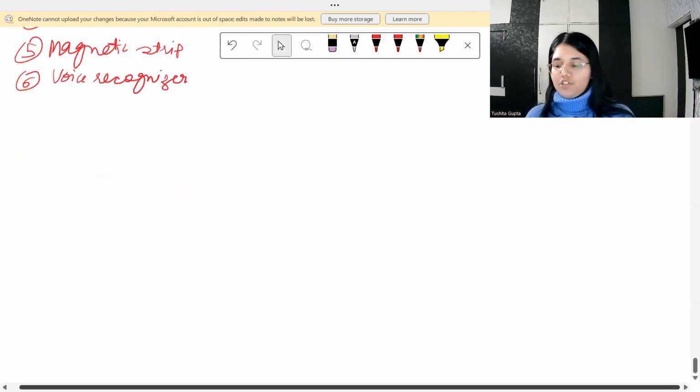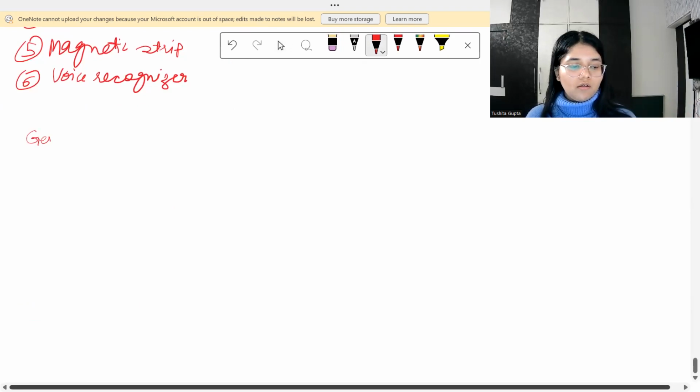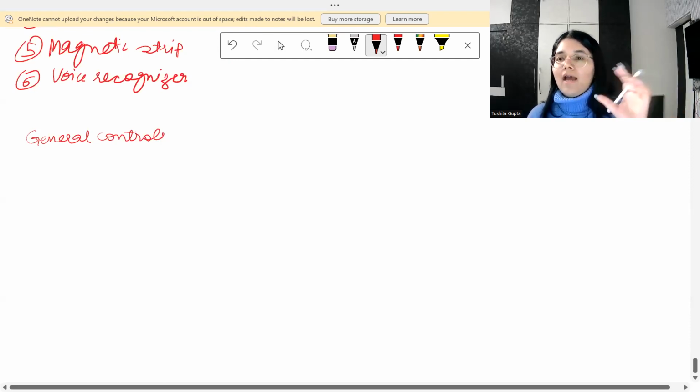Now we talk about the general controls. General controls are any controls which the organization will put in place to have an overall control over their information systems. An example could be having passwords, having you scan the ID to be able to access some of the places where the servers are possibly located. So these are the general controls.